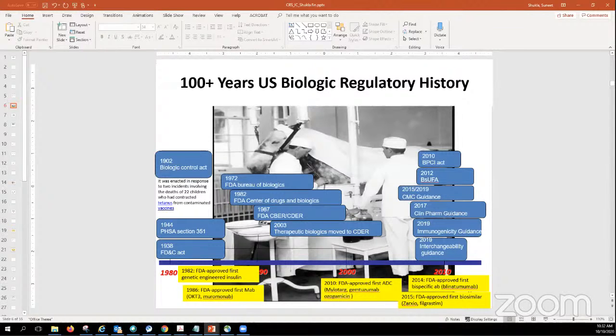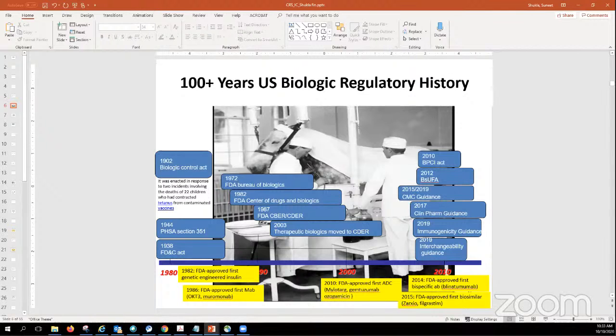Then between 2015 and 2019, we had the CMC guidance for biologics. In 2017, we had a Clean Farm guidance. And in 2019, we also had guidance on immunogenicity, with interchangeability guidance also in the same year. So I would say a lot has happened in the last 10 years for the development of biologics.